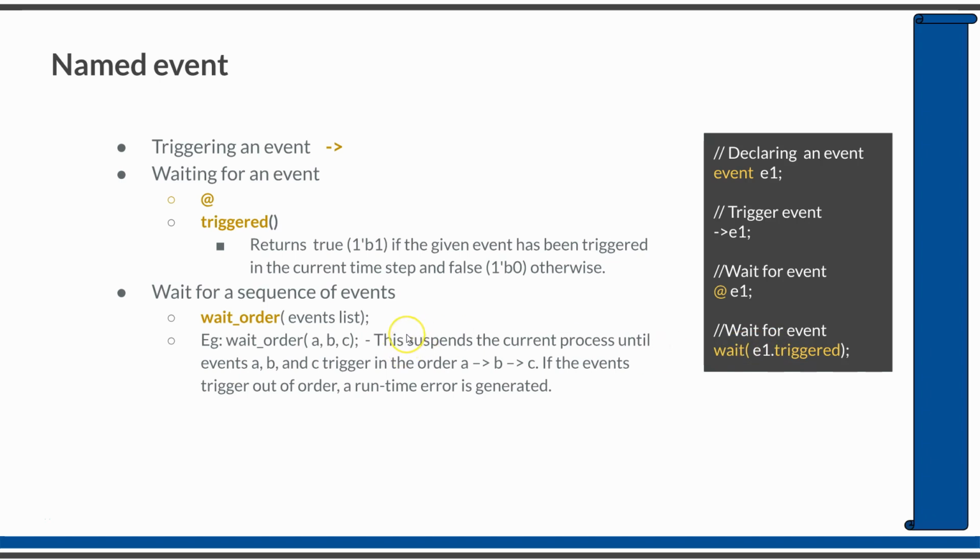And also, if you are interested in a sequence of events in a specific order, you can achieve this by using the wait_order function in SystemVerilog. In the wait_order function, you can pass an event list. For example, if you're passing wait_order(A, B, C), where A, B, C should be of type event, then this will wait until the current process is triggering events in the order A, B, and C. And if they are not triggered in the same order, A followed by B followed by C, then a simulation error will be flagged.